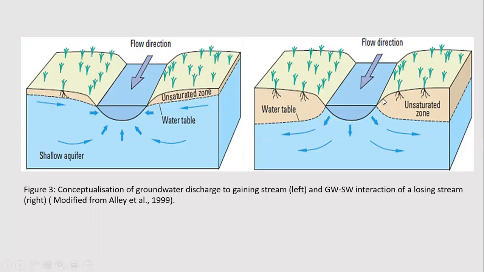But on your right, your water table is lower than the river stage, and obviously, in this case, your river is losing water to the groundwater. So it is important that once we are talking about groundwater surface water interaction, we have to keep in mind the fundamentals of gaining and losing stream. We can't talk about groundwater surface water interaction if we don't know the basics, behavior, and the characteristics of how they are interlinked.